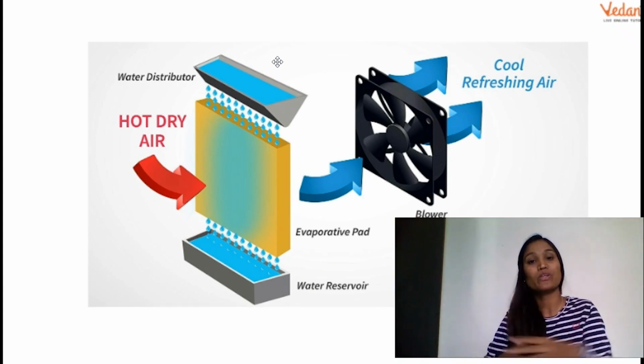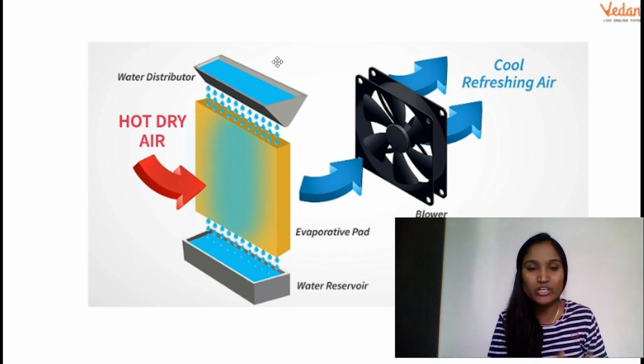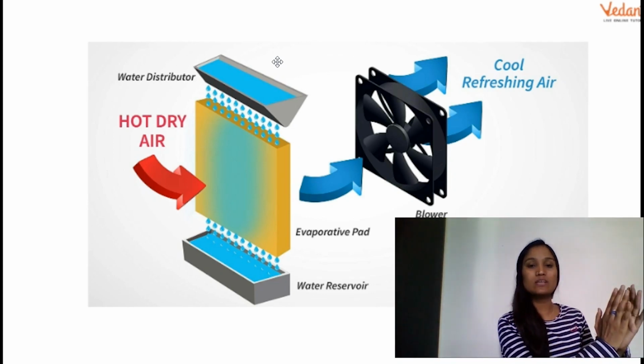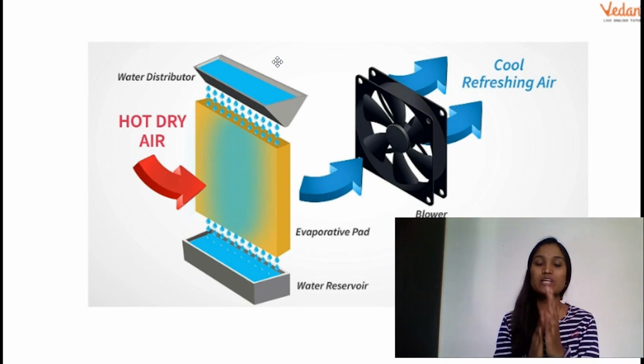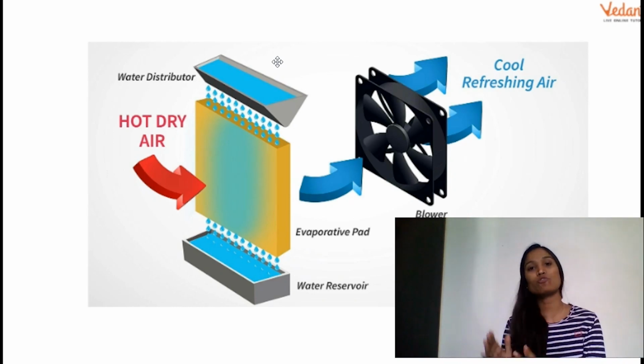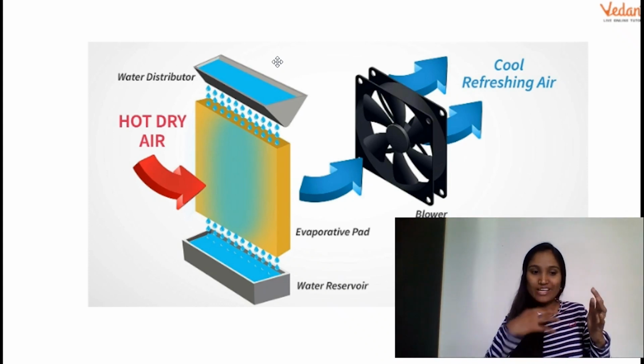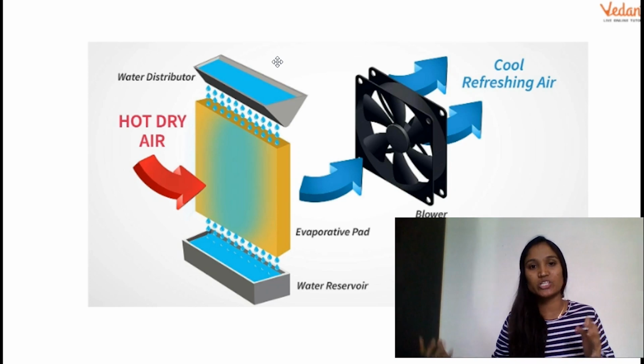This is the sequence. But on a rainy day or a humid day, the temperature is relatively lower. So less heat energy is transferred to the water streams. Less evaporation, less cooling effect is caused. Are we clear? So this is all sequential, interlinked to each other.